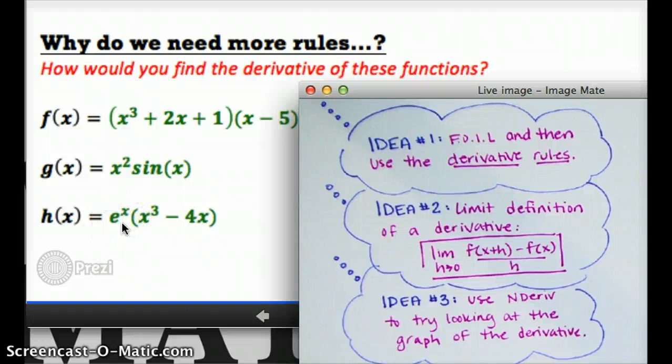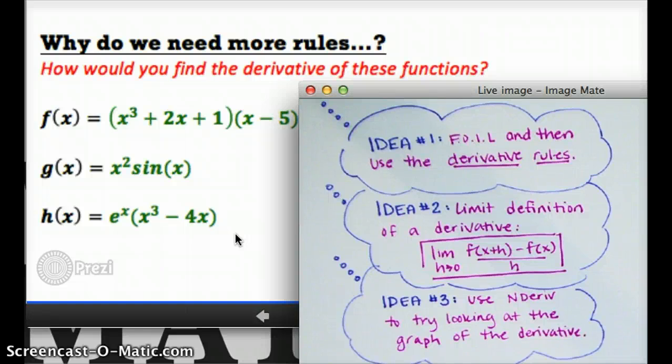So my last idea was to maybe try and use my calculator, and we did a problem a little bit ago where we used the n-deriv function to try and graph it. Now, the downside to this last idea is that unless I'm really lucky, I probably am not going to get the exact derivative. It's not going to tell me the function. But I could at least get a sense for what the derivative might look like. Maybe I could guess the function family at least.